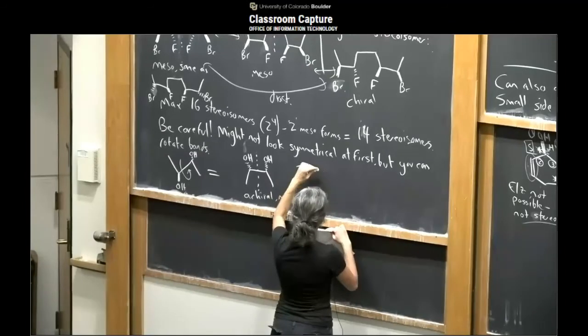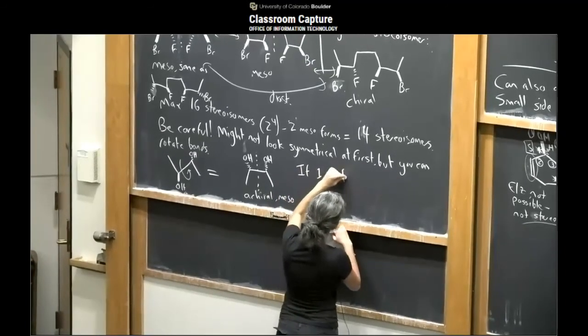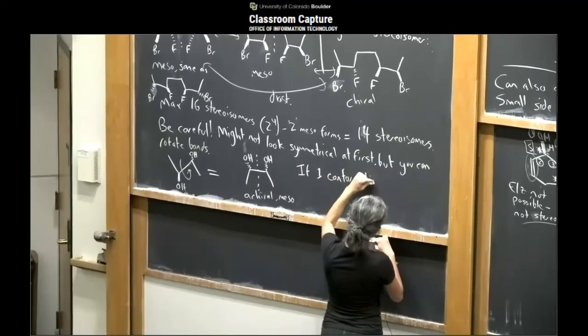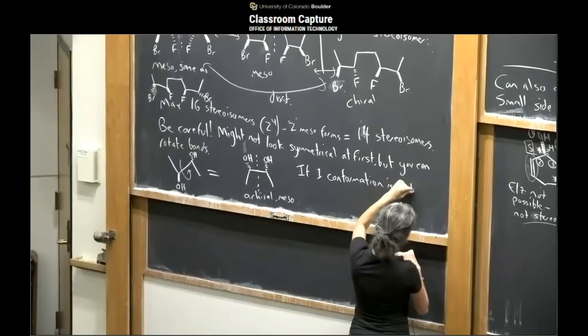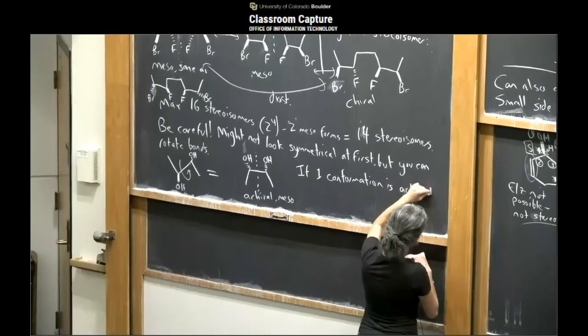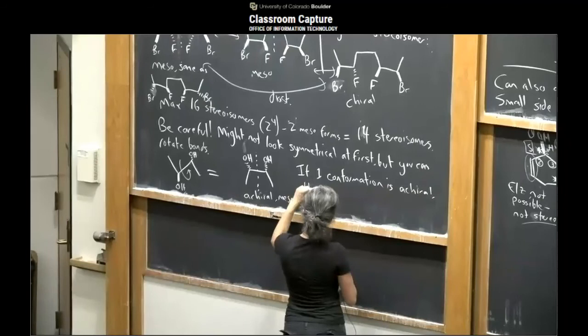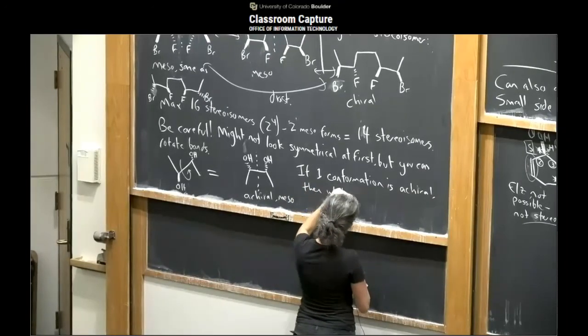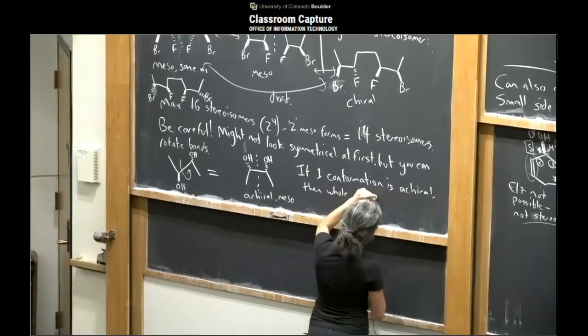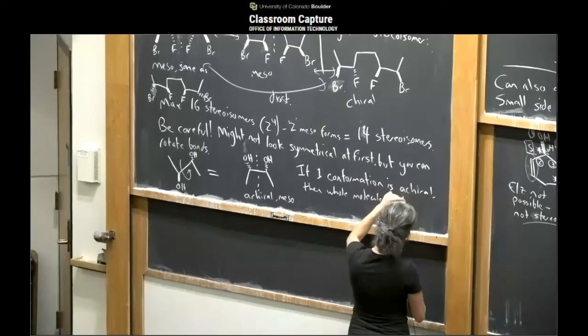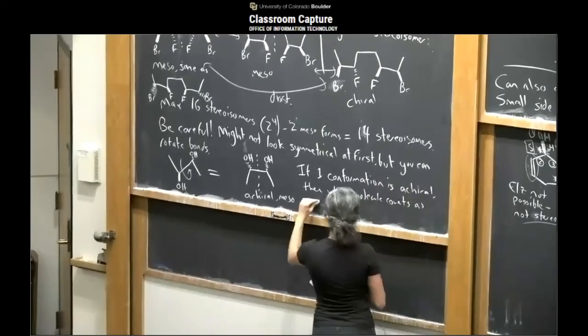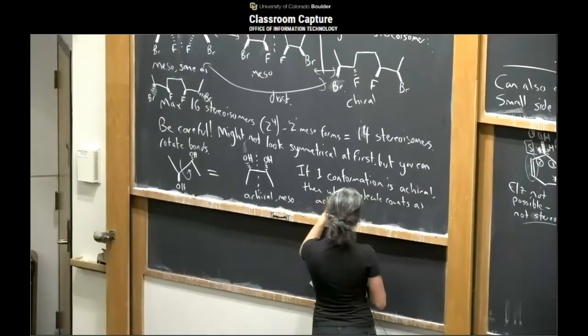So in other words, if one conformation is achiral, then the whole molecule counts as achiral, no matter how it's drawn to start out with.